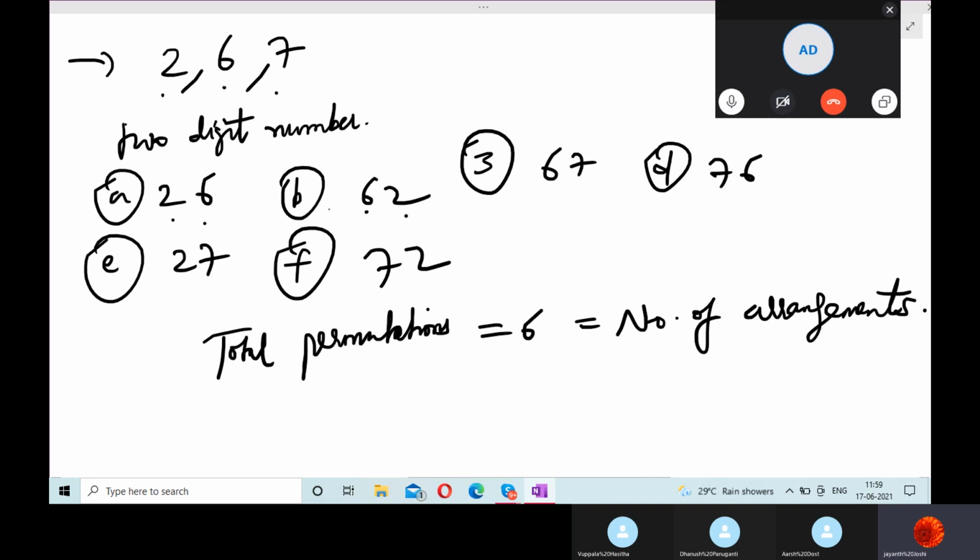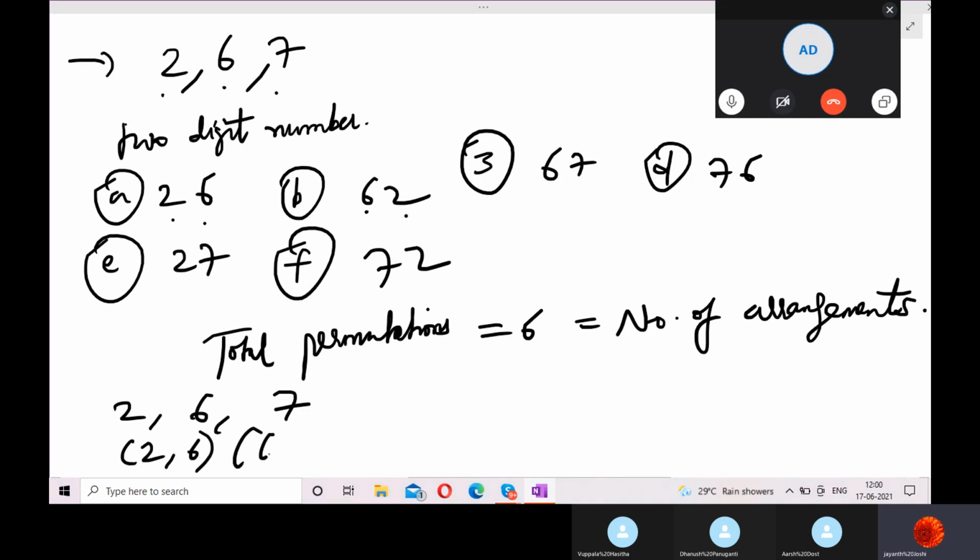And if I ask you the same question about combinations, then what will you do? So here is the next. 2, 6, 7, 3 numbers are given. How many groups can I make?